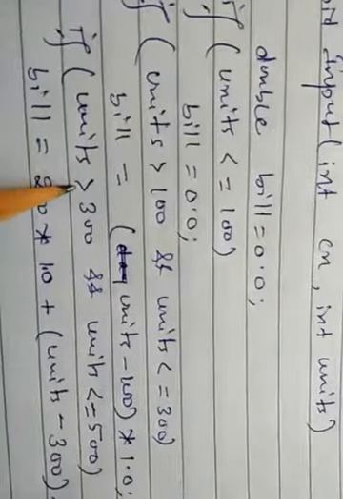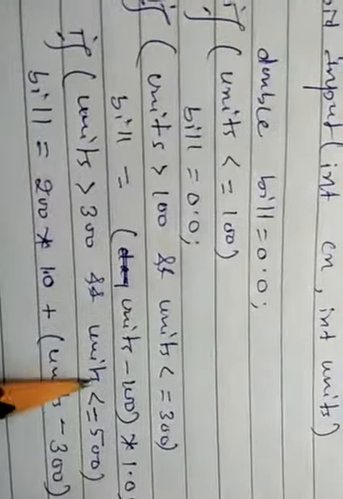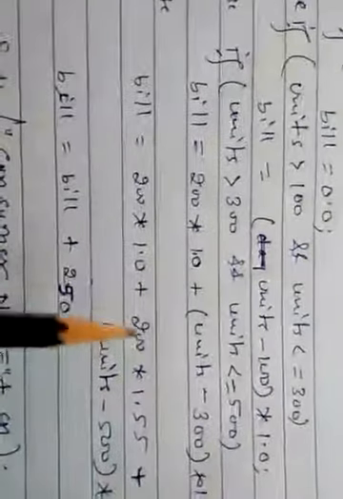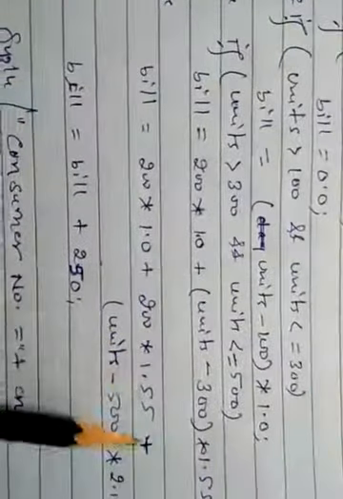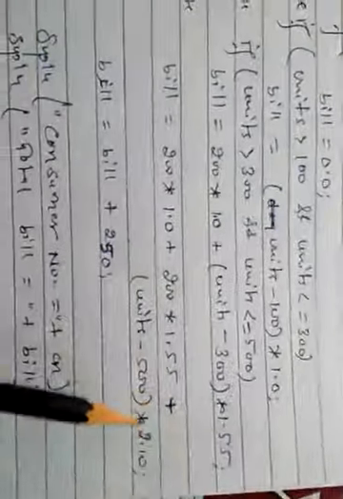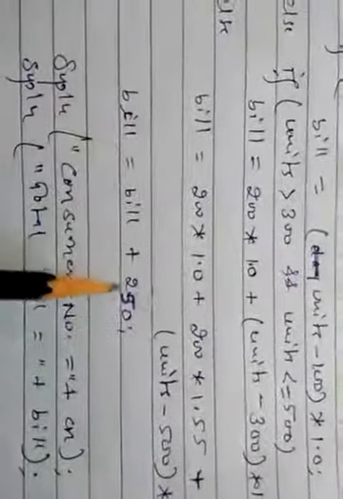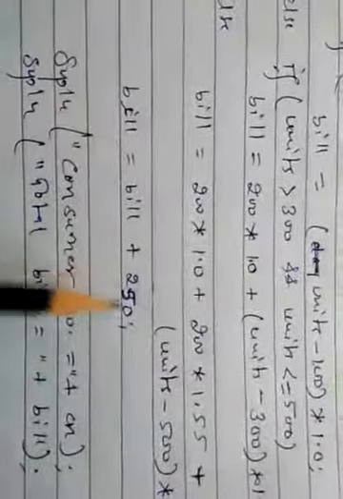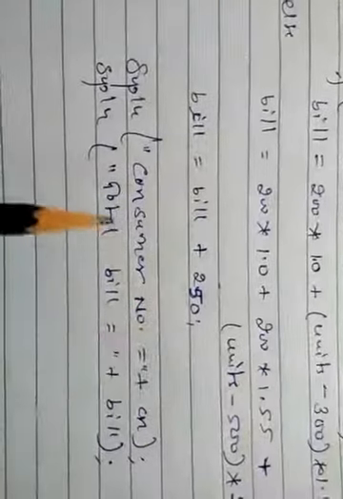And if units is greater than 300 and less than 500, the first 200 units will be 1.0 and (units minus 300) into 1.55. And there is the last condition: above 500 units, what will be the bill? First 200 units will be 1.0, then 200 units will be 1.55, plus (units minus 500) into 2.10, and there is the fixed rental. So bill equals bill plus 250, and now we are printing consumer number equal to CN and total bill equal to bill.